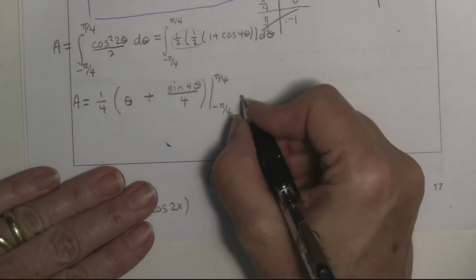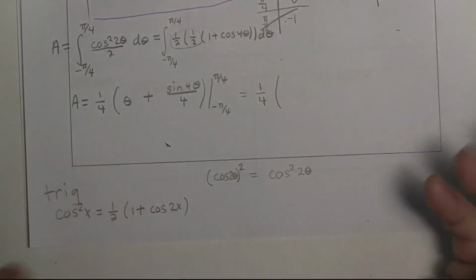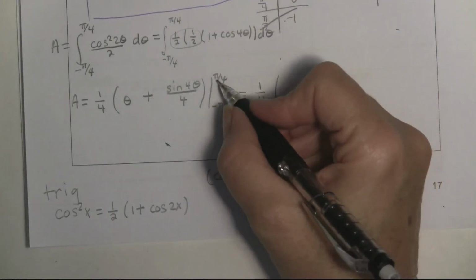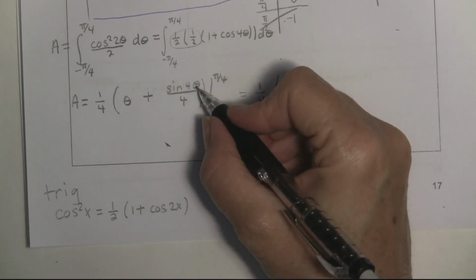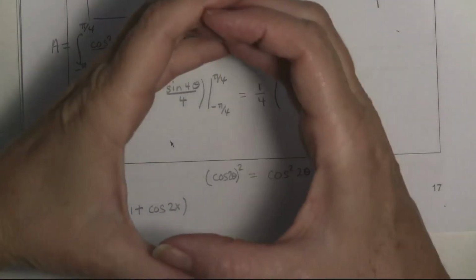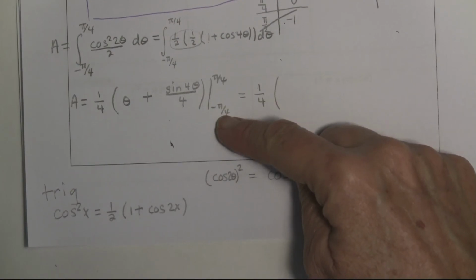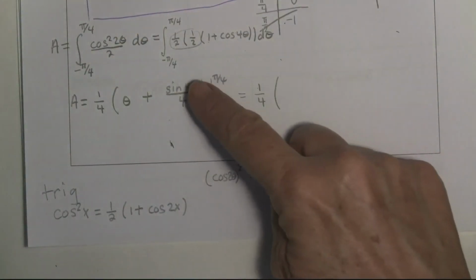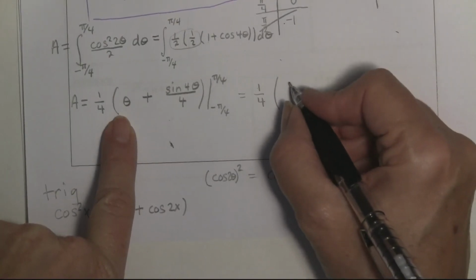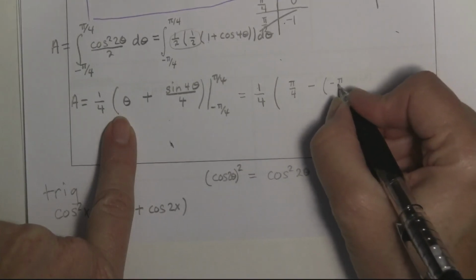And so this is going to be 1/4. And then I'm going to have, do you guys agree? I'm so tired and you're so tired, but do you guys agree that if you put in pi over 4, that's a sine of pi, because 4 times pi over 4, which the sine of pi is equal to 0, right? And then the sine of negative pi is also equal to 0. So this part is 0 for both of our bounds. And so it really is just going to be theta. I hope that you buy that. Upper bound pi over 4 minus lower bound negative pi over 4, right?